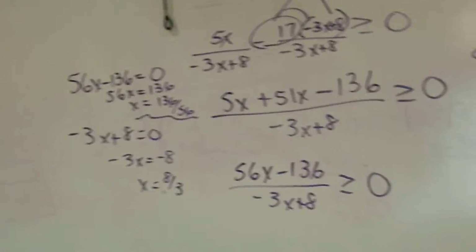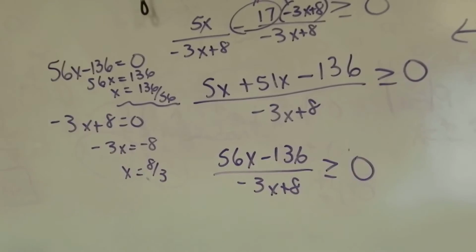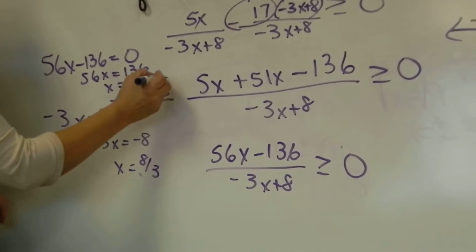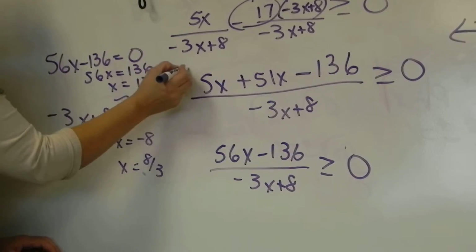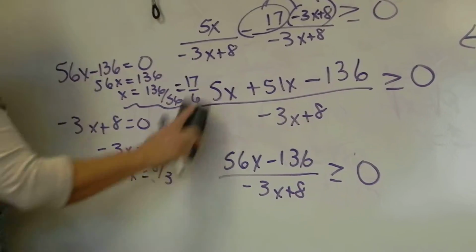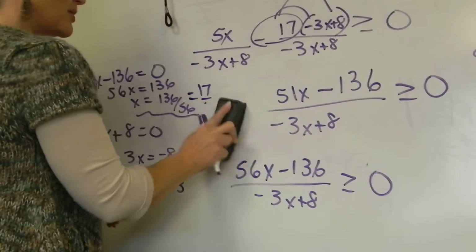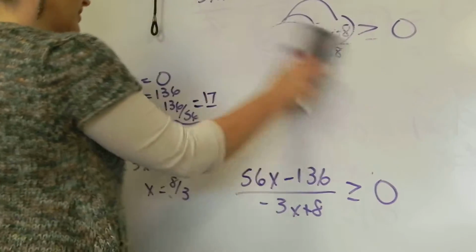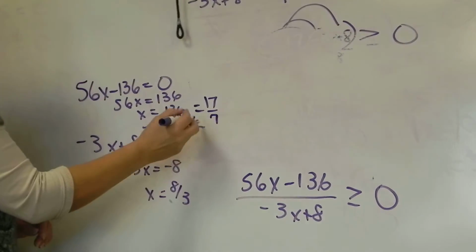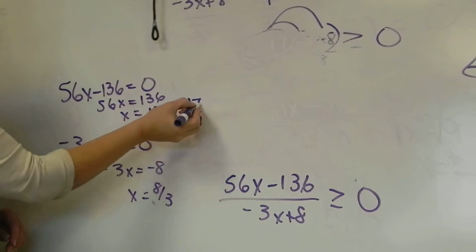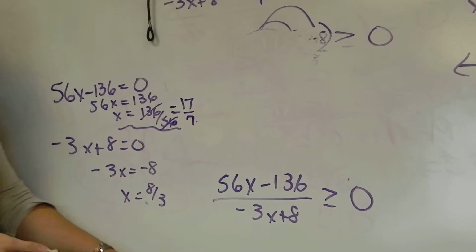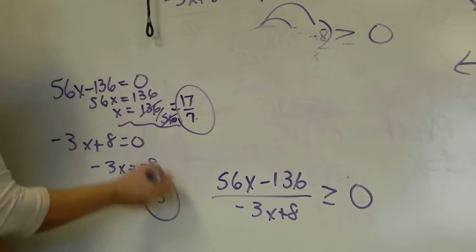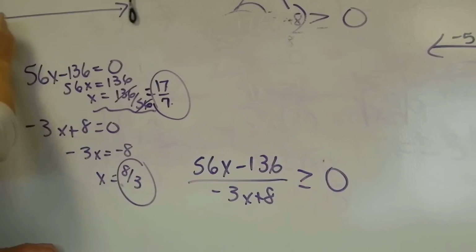That reduces, let's see, into the 17/7. 136 over 56 is 17/7. And I don't know why I put 6 when I said 7, but okay. I guess 8 goes into both of these, 8 into 136 and 8 into 56, so it reduces down. So you get these two boundary lines.